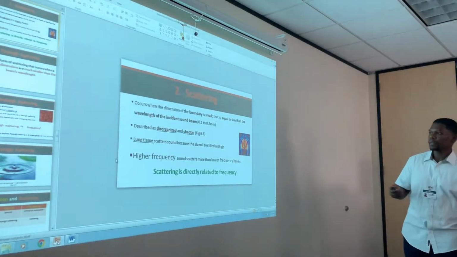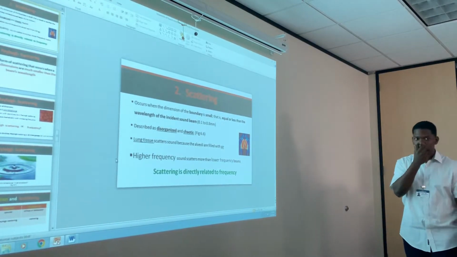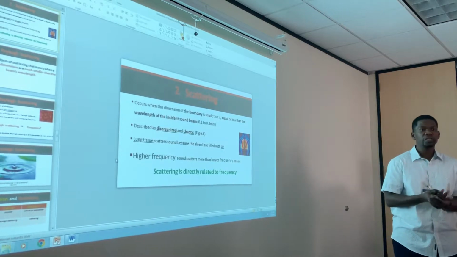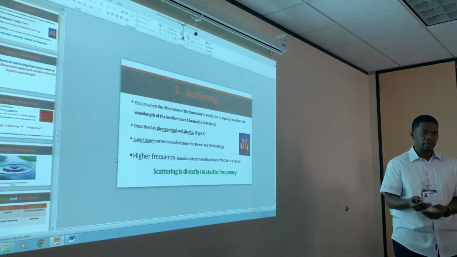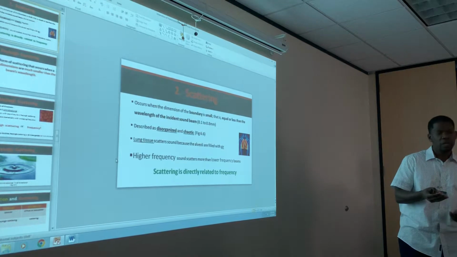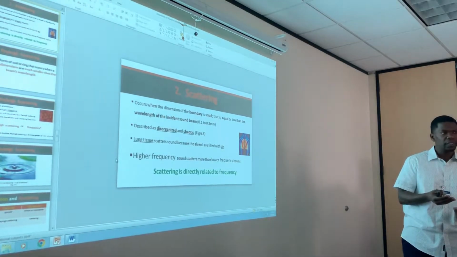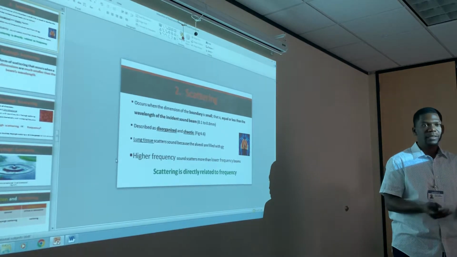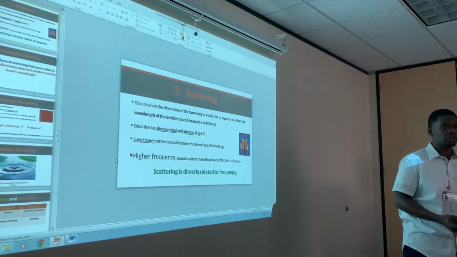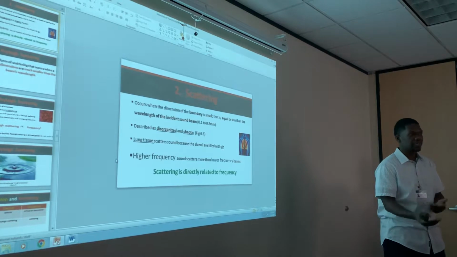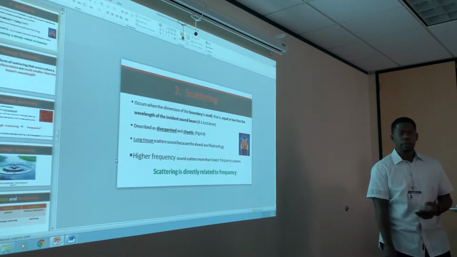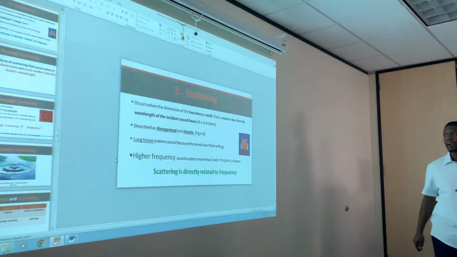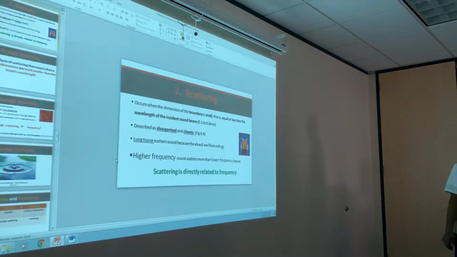So what's the medium of thunder? Sound. Sound can travel through air, it just has to be a really low frequency. A frequency of less than 1 megahertz has the ability to travel through air. Unfortunately, that's not within diagnostic range because we use 2 to 15 megahertz, or really 2 to 17 megahertz, honestly. Too high. So higher frequency sound scatters more than lower frequency. Scattering is directly related to the frequency.